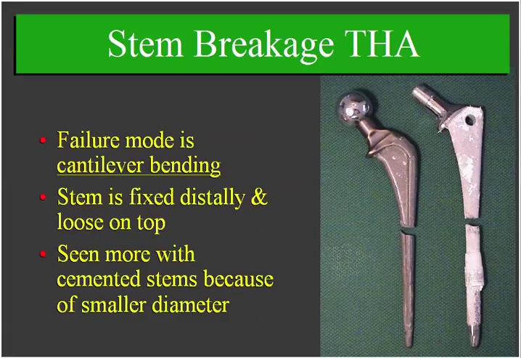Okay. Stem breakage, failure mode, cantilever bending. Got to remember that. You load on the head, and you have a cantilever bend. The stem is actually fixed distally, and then you cantilever bend. So you pot it distally, it bends up here on the top. It's seen more with cemented stems because they are generally smaller and will fatigue earlier. However, small AML stems will cantilever bend and break as well. As you can see, that AML on the right there is a small stem that broke in the same method, cantilever bending. Okay.